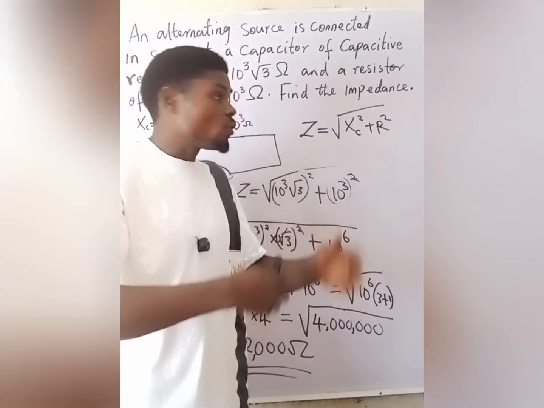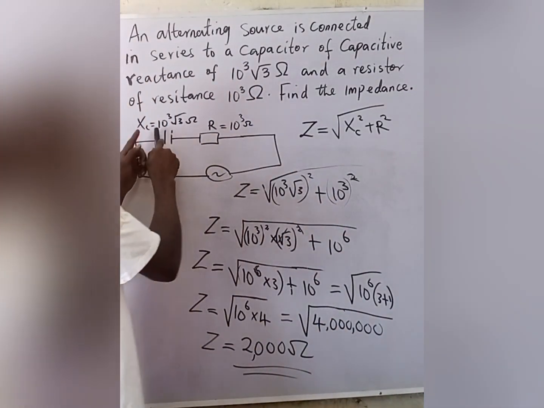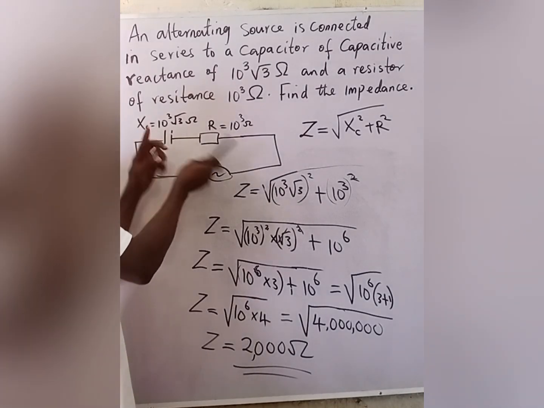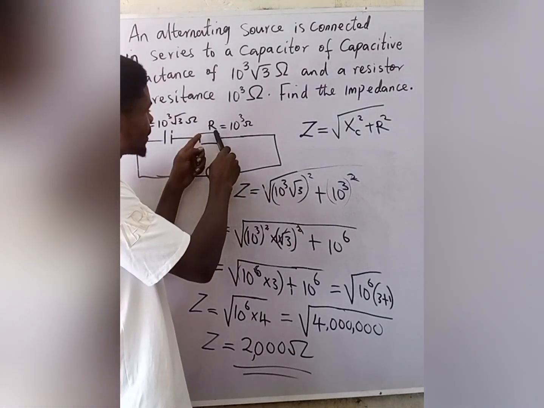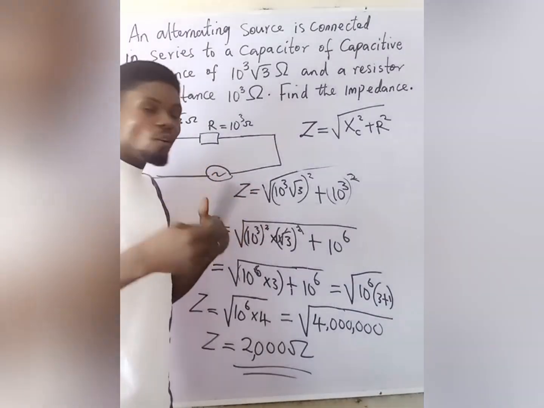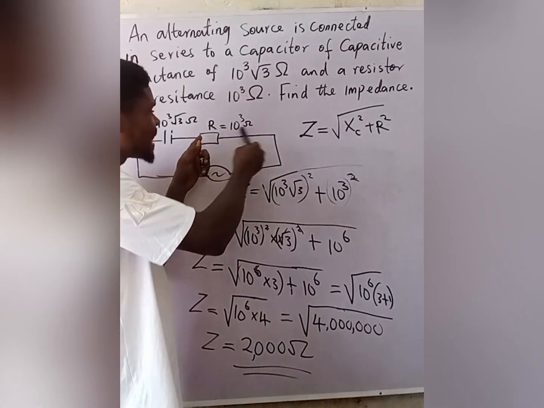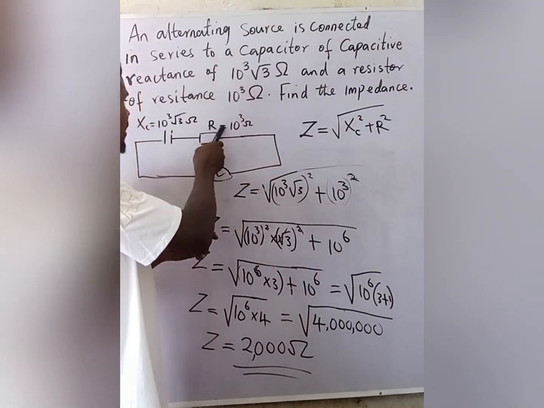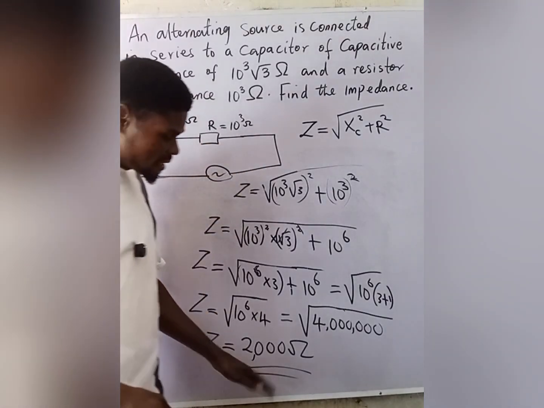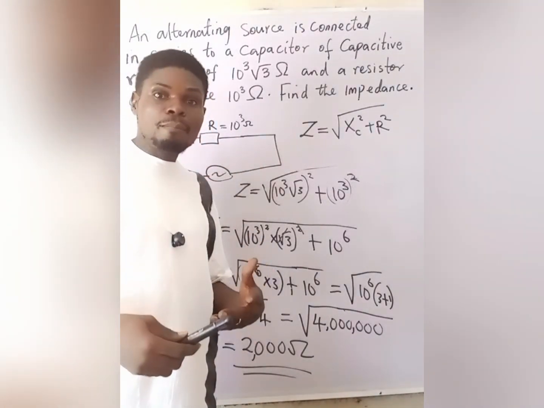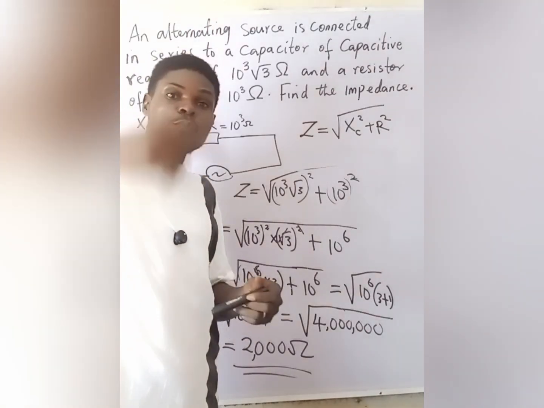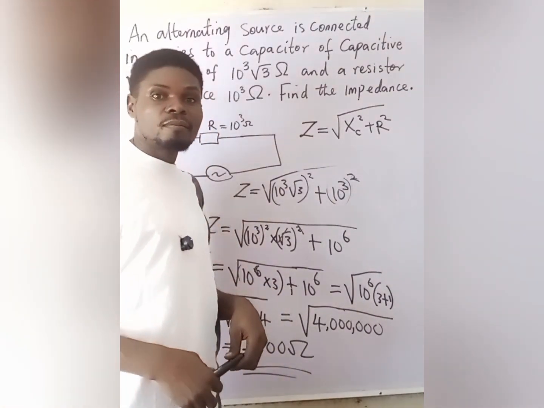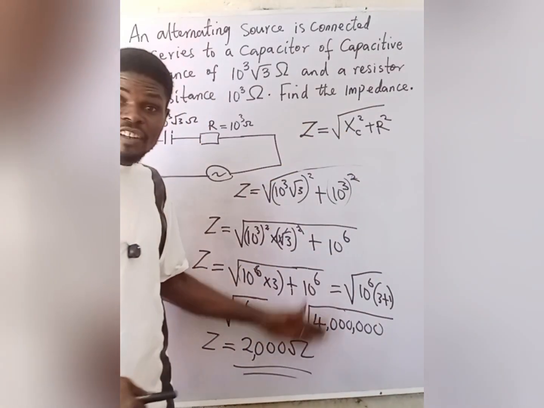This is the total opposition offered when you have a capacitor of this capacitive reactance and a resistor of resistance 10 raised to power 3, that is 1000. So these are two big values, and we are expected to get the net impedance, the total opposition, to be also great, that is 2000 ohms. You see, very simple way to solve it.